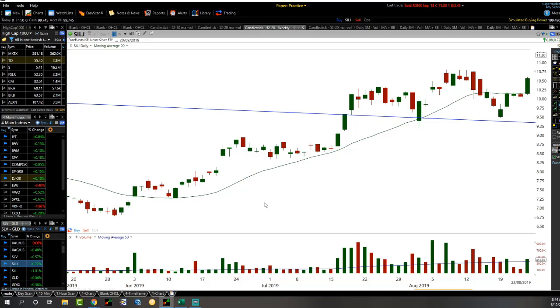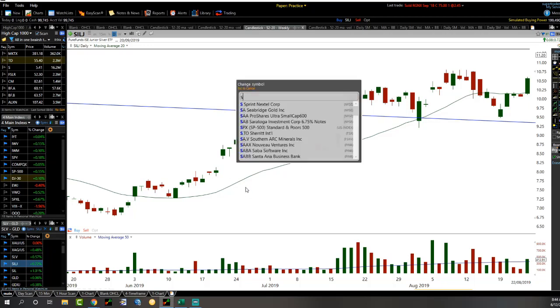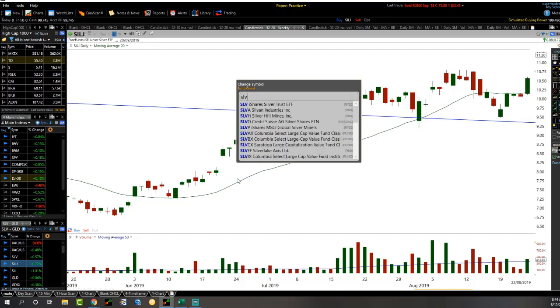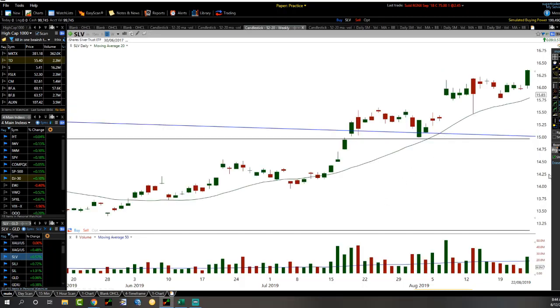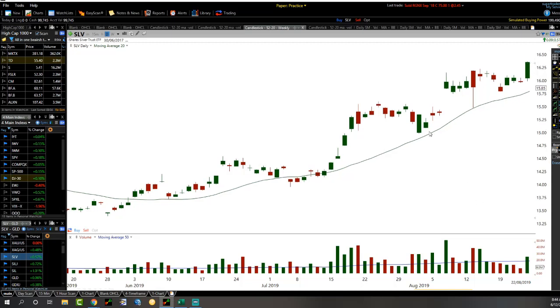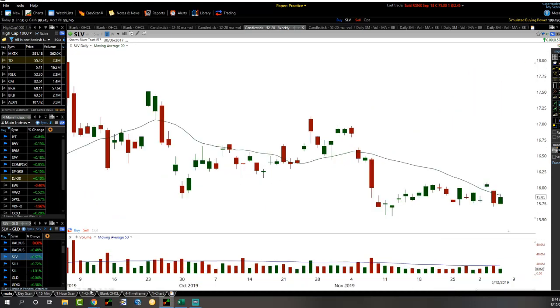Let me bring up another one here. So that was a beautiful one there. Let's go to the SLV. Notice how, guys, what am I doing through here? Notice how I've only got one moving average and I've got volume. That's it. Notice how much simpler that is when you're trading.